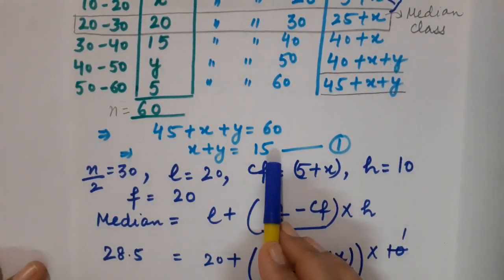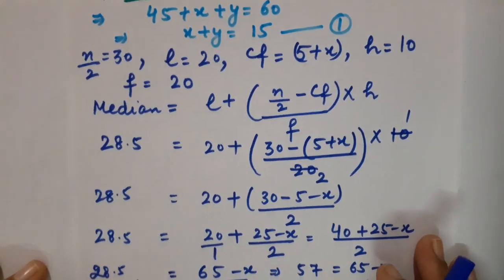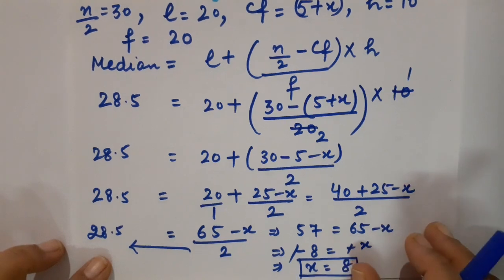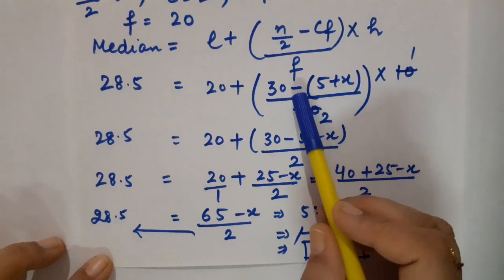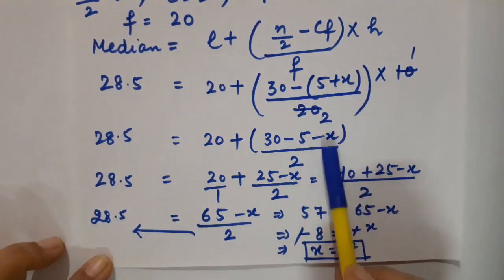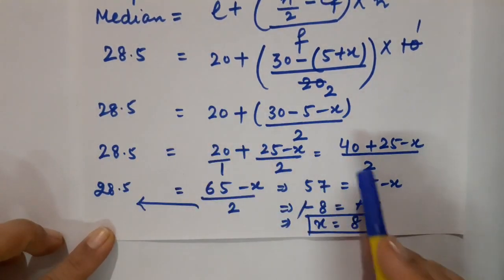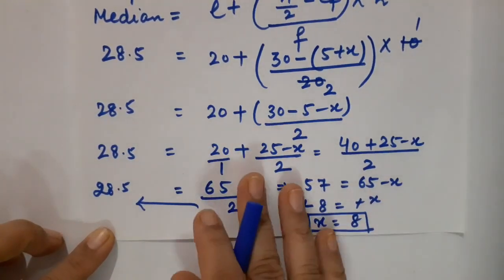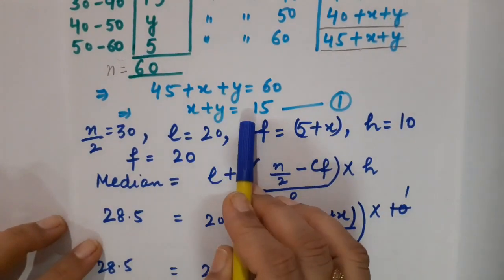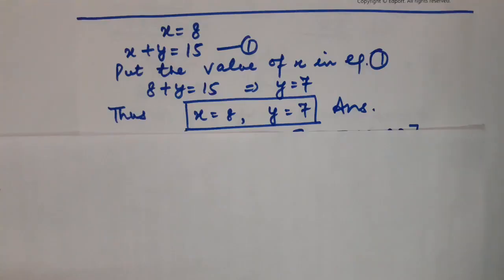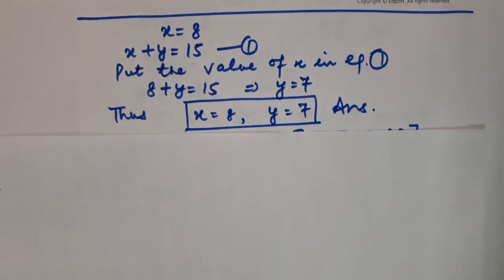From here I have got one equation. Then using the concept of median, I am going to get another equation. Please check. Please make sure you change the sign of both the terms which are written in the bracket. So using these values, I have got x is equal to 8. When I put x is equal to 8 in equation number 1, I get y is equal to 7. So the missing frequencies are x is equal to 8 and y is equal to 7.